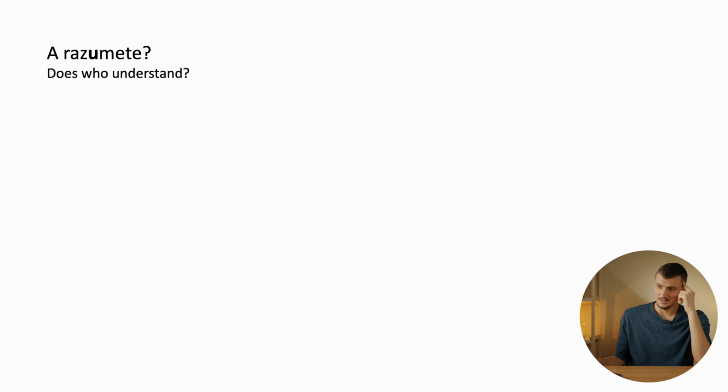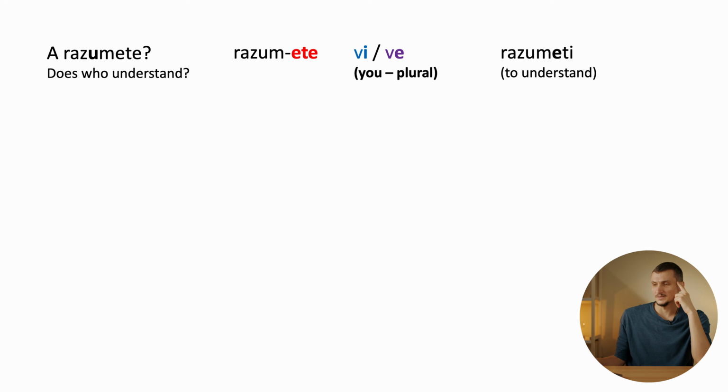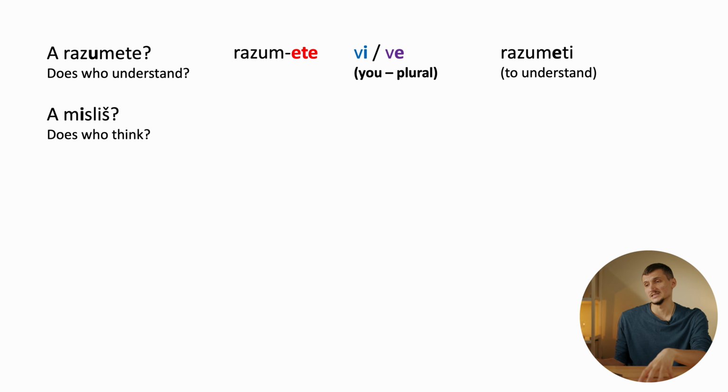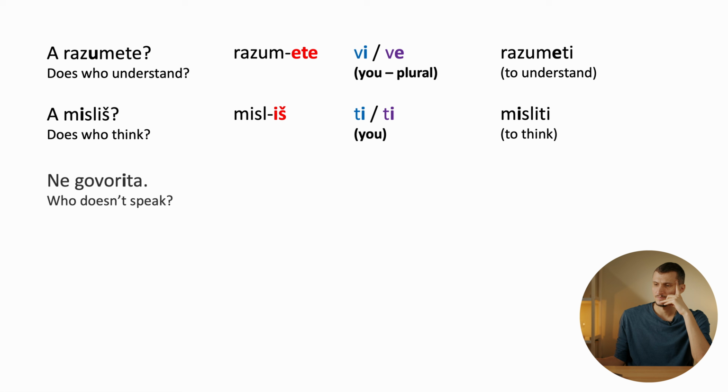A razumete, a yes-no question. Does who understand? Razumete, or if it's easier, ete. The te ending is you, plural. Razumeti. A misliš, misliš is how we would have phrased it in the past lessons. You can also think of it as iš. Misliš, ti, you, and misliti.